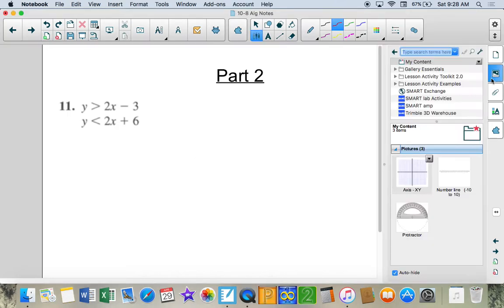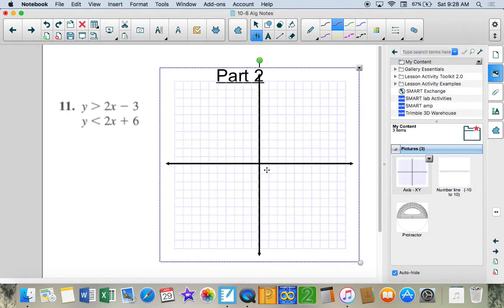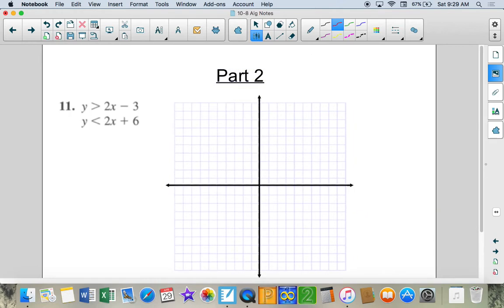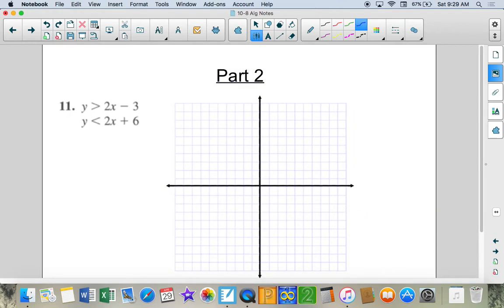So the first thing we do is we get our graph, and we're going to graph this equation first. It's greater than, so we know that my points are going to be open circle and my line is going to be dotted. My y-intercept is -3, so I have an open circle at -3. I'm going to use my slope, which is 2, up 2, right 1, up 2, right 1.